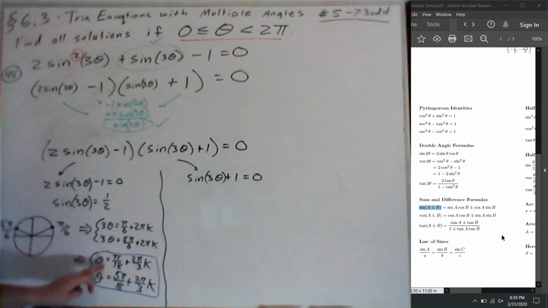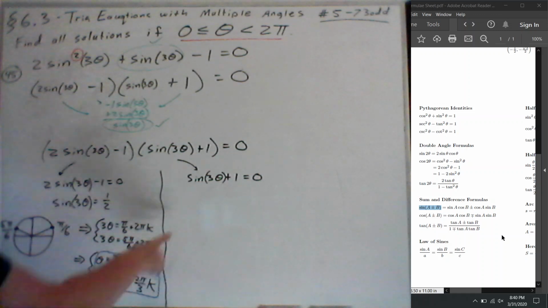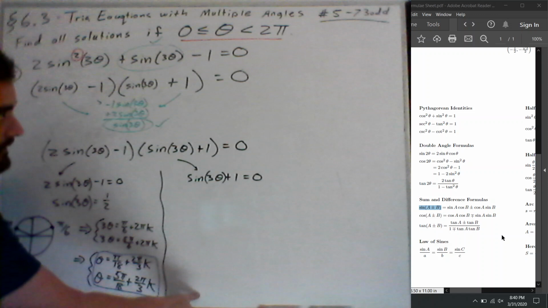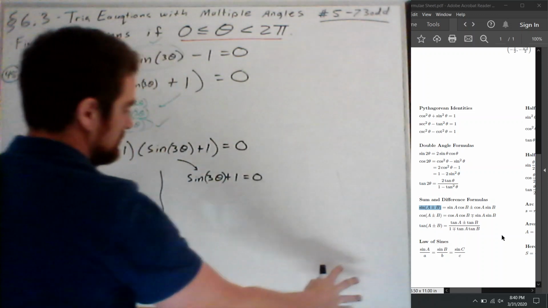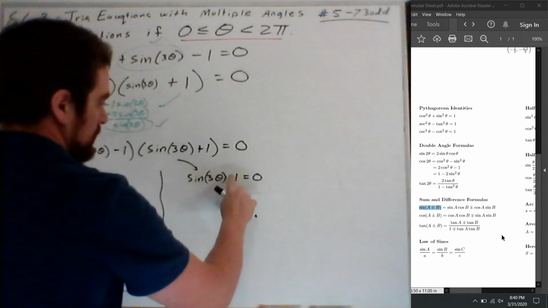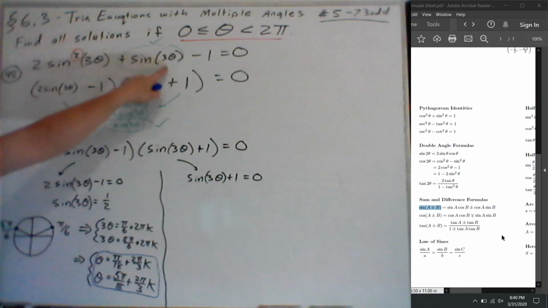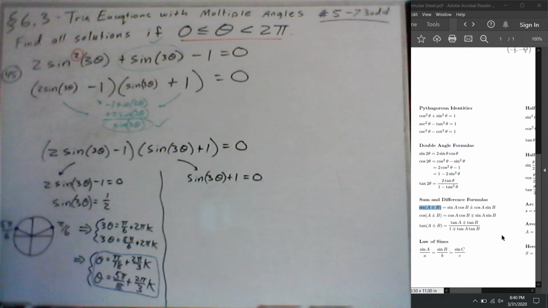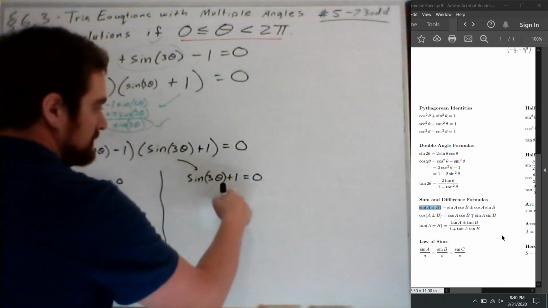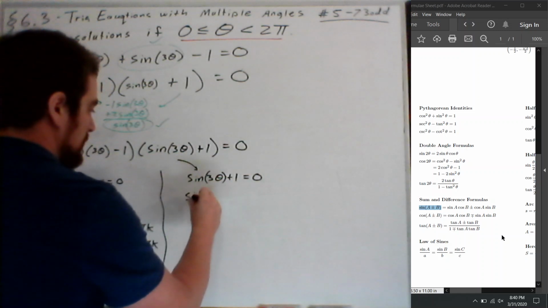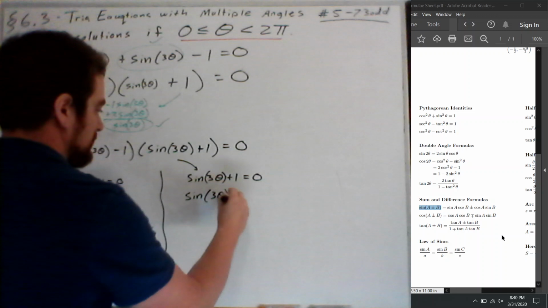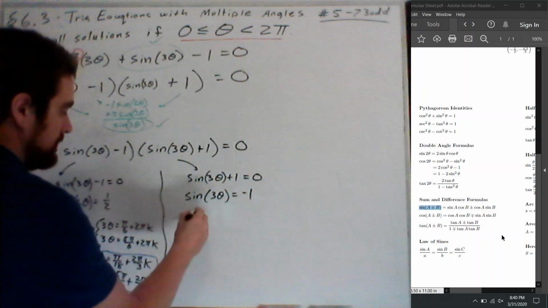So we don't want theta to go past 2 pi. But let's get this down first. And then over here we'll do our cases k equals 0, k equals 1, and k equals 2. And yeah, we do have to go all the way up to k equals 2 because we've got sine 3 theta everywhere. So let's subtract 1 and solve sine 3 theta equals negative 1.